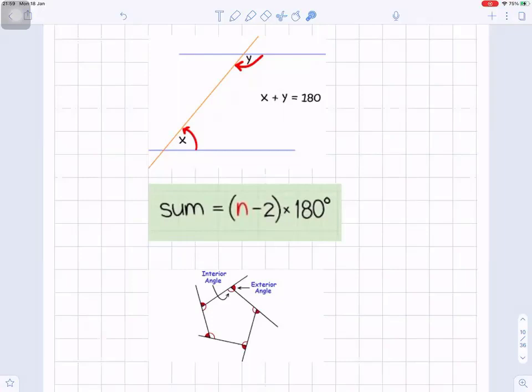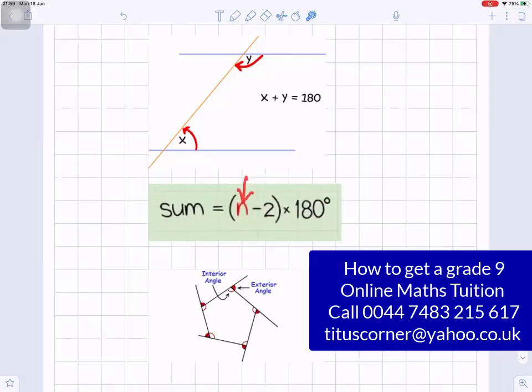And the next thing, we'll use the total of the angles inside a regular polygon or pentagon, n minus 2 times 180. N is the number of sides. So you need to remember that. And then also the exterior angle plus the interior angle add up to 180 because that is a straight line. So the angle outside plus angle inside equals 180.